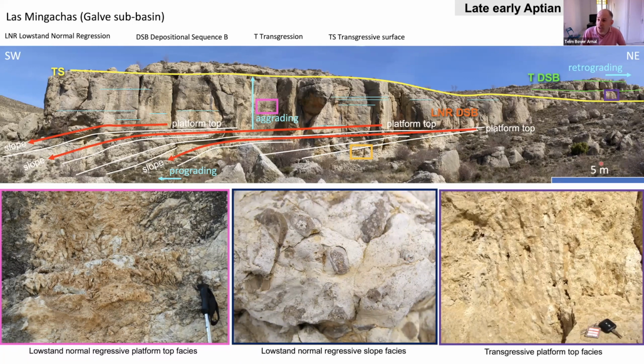And finally, the facies of these retrograding platform top carbonates look very similar to the platform top carbonates of the lowstand or the highstand. We also have well-preserved rudist shells, nerineid gastropods, Chondrodonta as well, and very nice rod-like branching corals in live position.